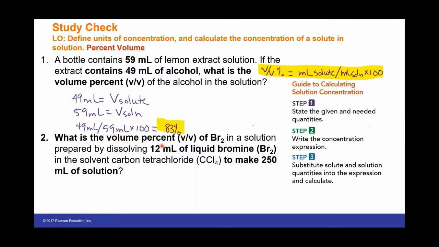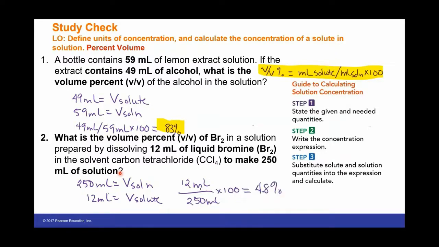This question asks, what is the volume percent of bromine if we dissolve 12 milliliters in the solvent to make 250 milliliters? So what is the information that we're given in this question? 250 milliliters is the actual volume of the solution, because it says we make 250 milliliters of solution. 12 milliliters is the volume of our solute. So remember, we divide the volume of our solute by the volume of the solution times 100, and we get 4.8%.